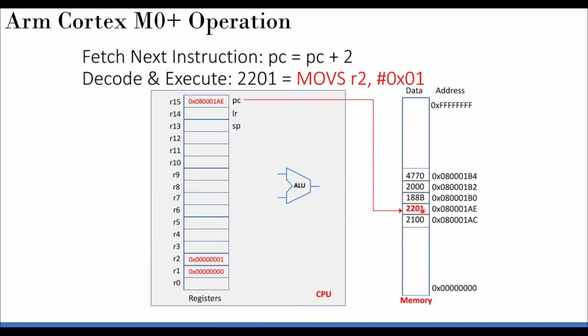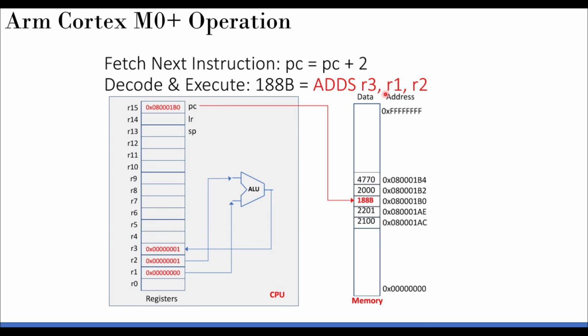Now another instruction. Let's say this instruction 2201 means R2 will be stored with this value. Then ADDS R3, R1, R2 means add R1 plus R2 and store that result in R3. So these two contents will be inputs to the ALU, and the output will be stored in R3. Add with sign, that is the meaning of this. Anyway, these expansions and details we will discuss later, so don't worry. So that's it. Okay, done.